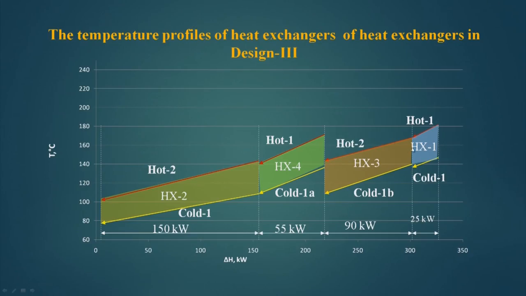Now, we have seen that different designs have different numbers of heat exchangers and their input output temperatures are different. So, they are availing the driving force differently. So, this shows how the exchange is taking place. This hot one is exchanging heat with the cold one in this heat exchanger number 1. Hot 2 is exchanging heat with the cold 1B, which is a split stream of the cold 1. This is between hot 1 and cold 1A, and this is hot 2 and cold 1.